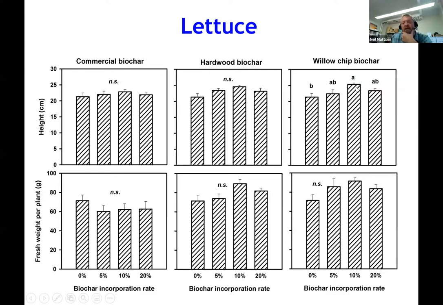So maybe the main points from these graphs: for willow chip biochar, there was a bit of an increase in height at 10% incorporation rate. And then for fresh weight of the plant, these patterns were not significant. We did see some benefit, at least in terms of that pattern, with 10% biochar incorporation rate for hardwood biochar and willow chip biochar, and actually a little bit of a pattern where fresh weight went down ever so slightly, but not statistically significant, for the commercial biochar.